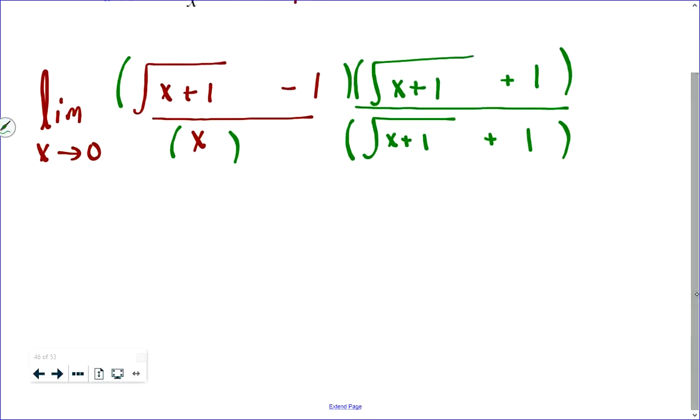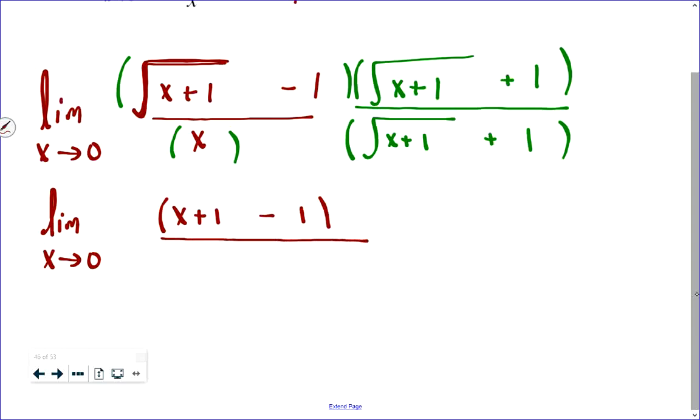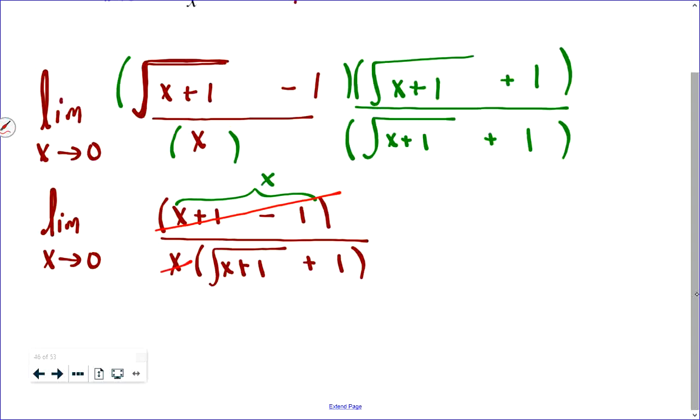When I FOIL out the top, I'm going to have x plus 1 minus 1. Remember that when you multiply conjugates, you square the first. When we square the square root, it goes away, and then you subtract the square of the second. The second is 1, the square of 1 is 1, and then on the bottom we have x times root x plus 1, plus 1. This x plus 1 minus 1 is x, which means that cancels with the x on the bottom.